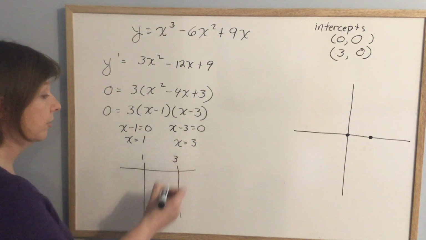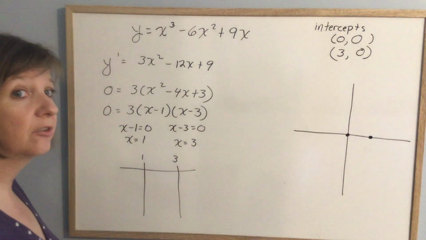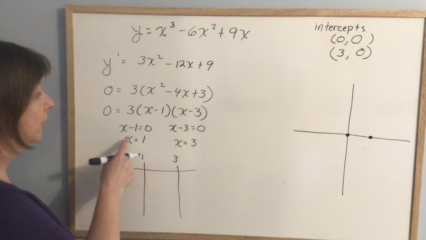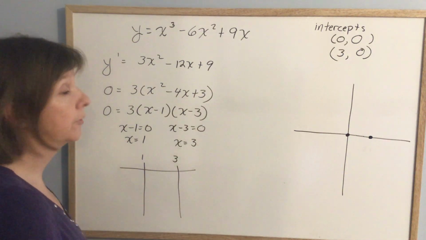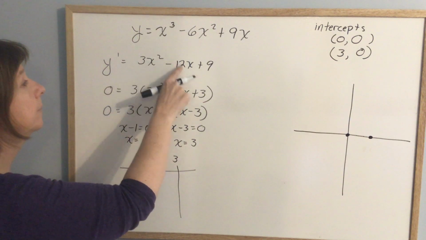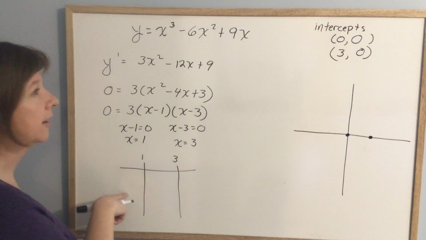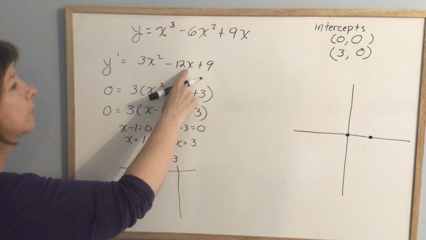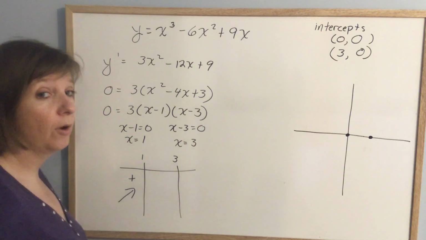So doing my little table, I would have 1 and 3, and I'm going to check before, in between, and after those to see whether things are increasing or decreasing. If I choose a number less than 1, remember you put it back into your derivative. So if I take 1 and put it back in here, this would be 3 minus 12. Or sorry, I don't put 1 in, I have to pick something less than 1, so I'm going to put 0. This would be 0 minus 0 plus 9. I'm going to get a positive, so I know before 1, this graph is increasing.